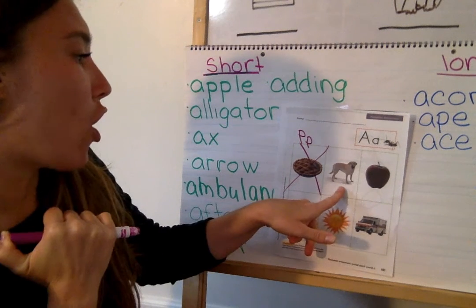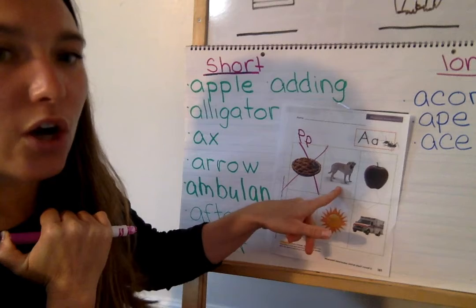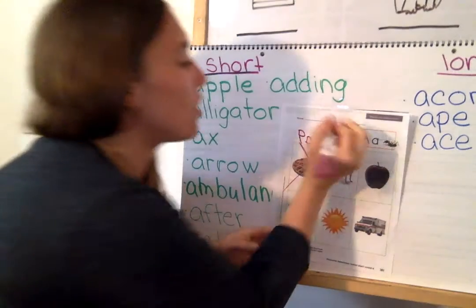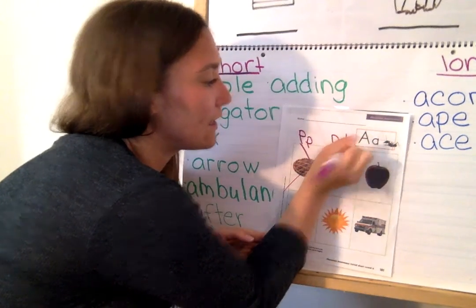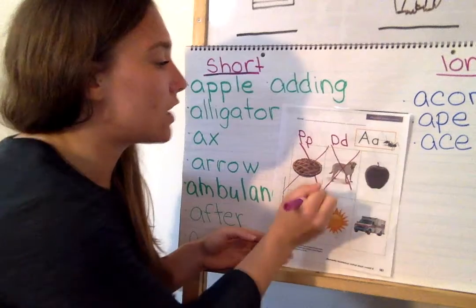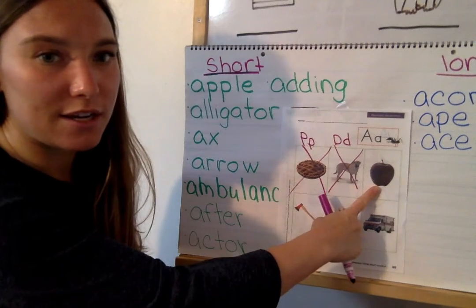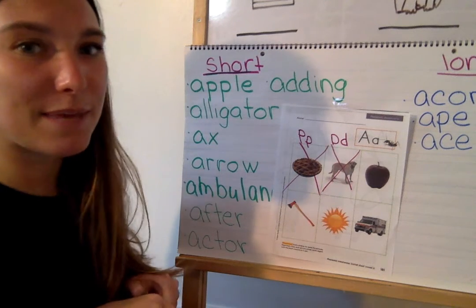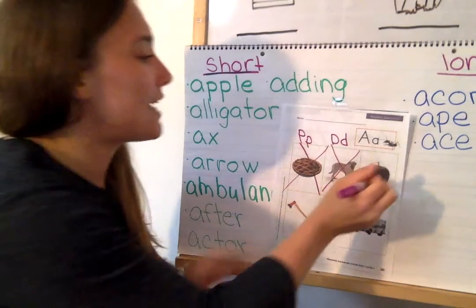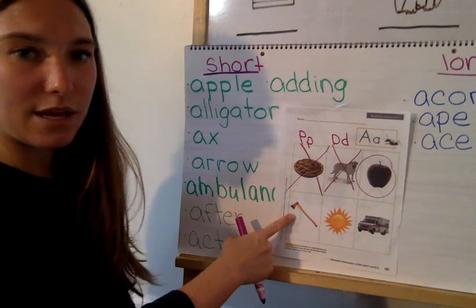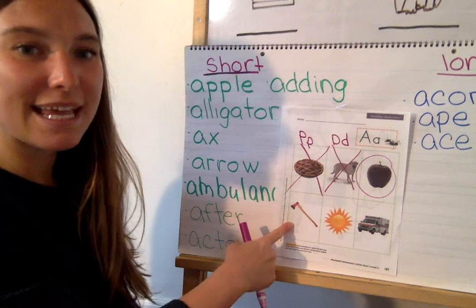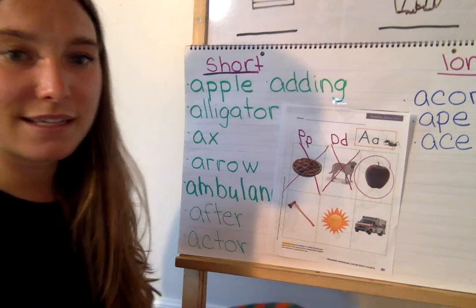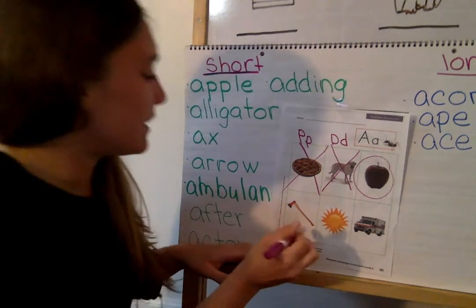What about a dog? Dog. Does that begin with A? No, dog begins with D. So I'm going to cross it off. All right, our next picture. Apple. Does that begin with A? It does. Let's circle it. Next one. Axe. Does that begin with A? It does, so we circle it.